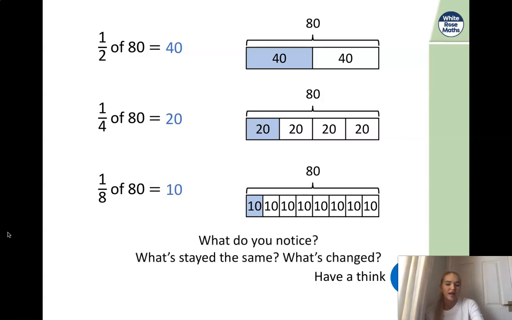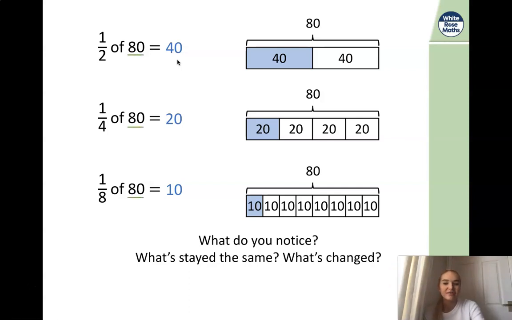Now, I want you to think, what do you notice about the following fractions, the whole number, and the answer? Ignore the bar models for now. Think about the fraction, the whole number, and the answer. What's the same between the three of them, and what's changed? Pause the video and have a think.